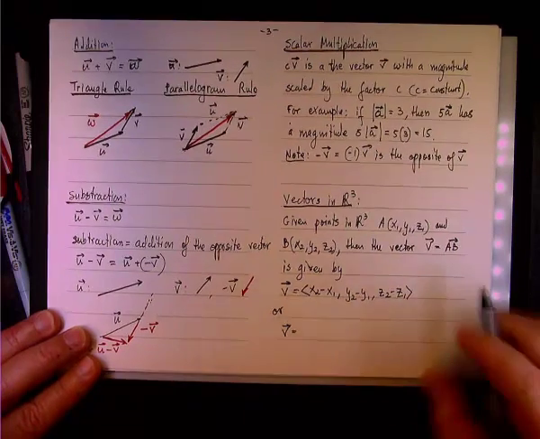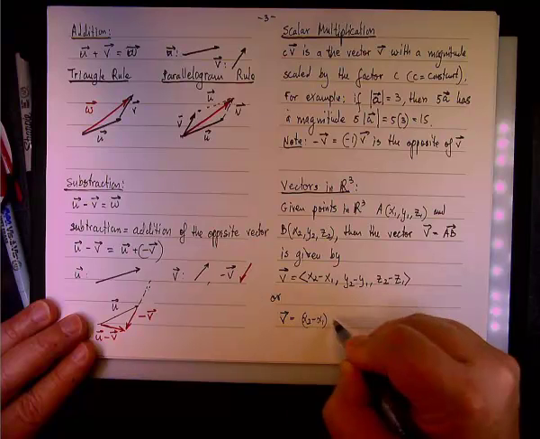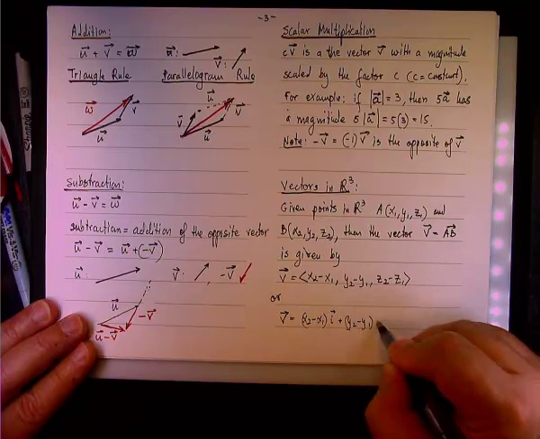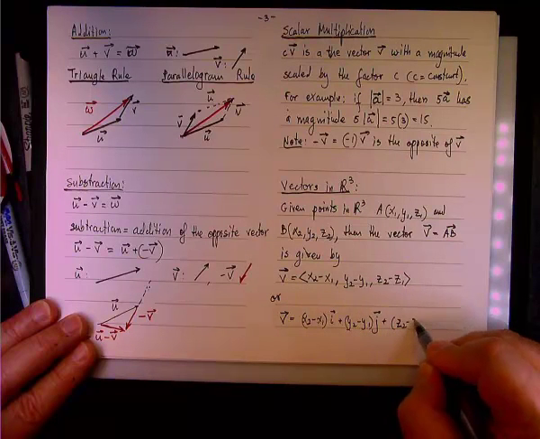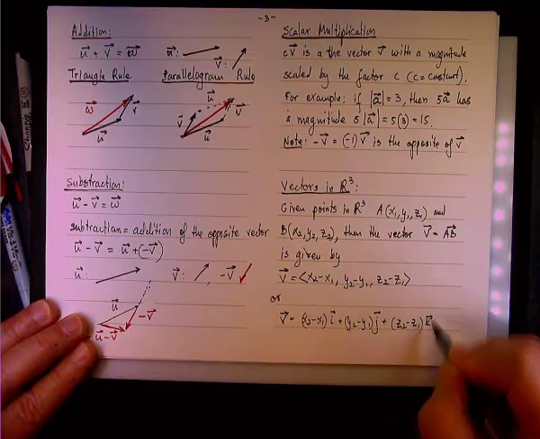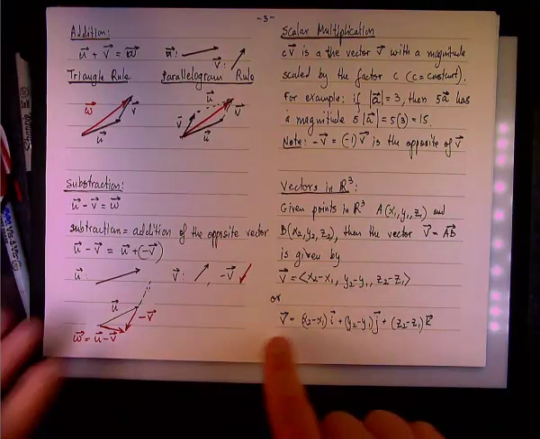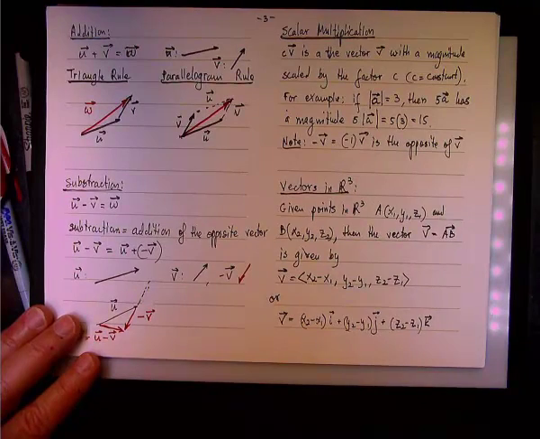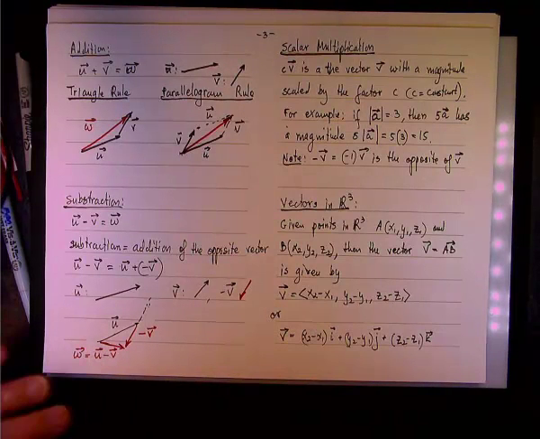Okay? We can write it in this notation, or if we write in IJK notation, we can write it as x2 minus x1 in parentheses times i plus y2 minus y1 times j plus z2 minus z1 times k. The convenience of this second notation is that you write it as an algebraic sum, because you add vectors in 3 different directions, all right? And that gives you the vector itself.